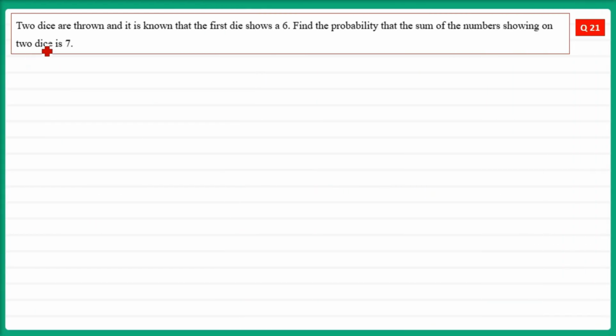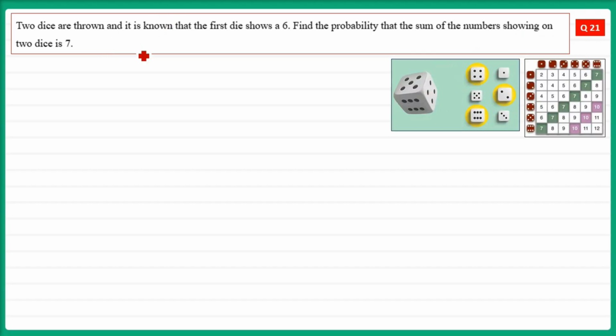2 dice are thrown and it is known that the first die shows a 6. Find the probability that the sum of the numbers shown on the 2 dice is 7. Now in a die, that is 1 to 6. There are 2 dice, so 36 is the sample space. Let's make the events. The A event is the first die shows a 6. So the first die will always show a 6. Then the next event will be the sum of the numbers on the 2 dice, when we add them, should be equal to 7.